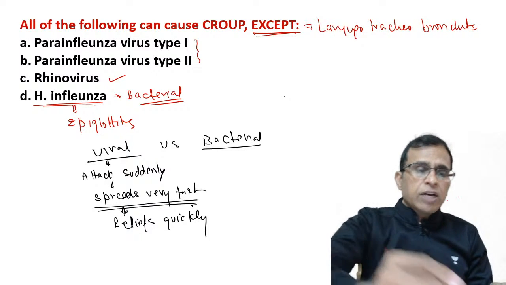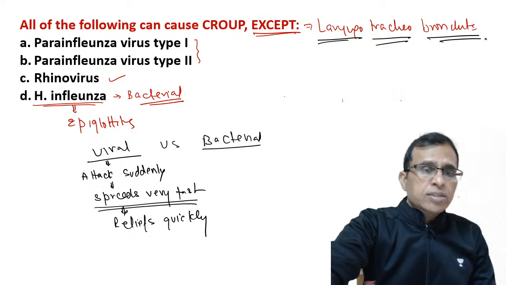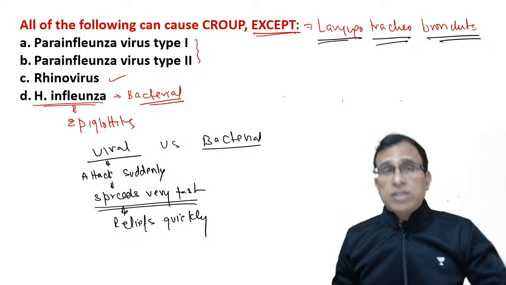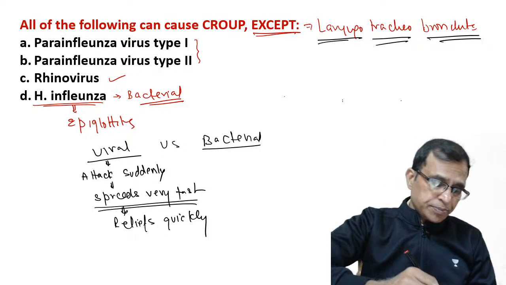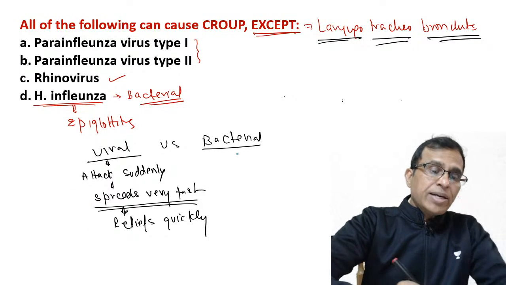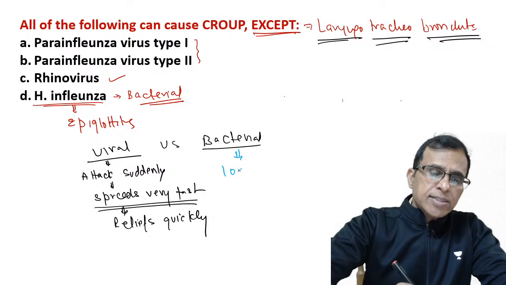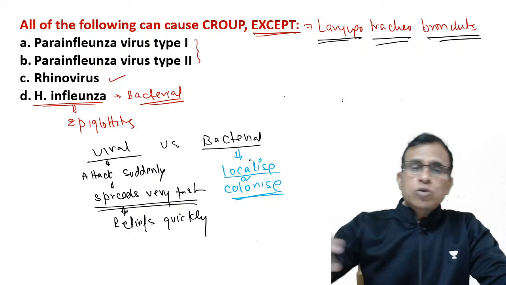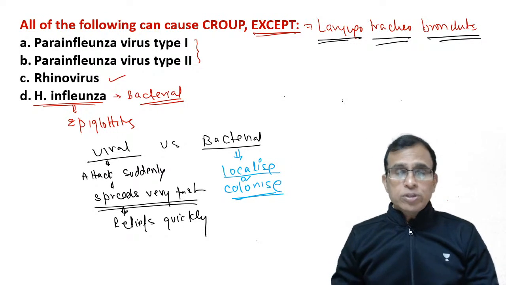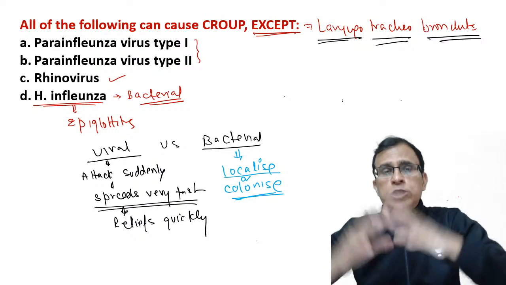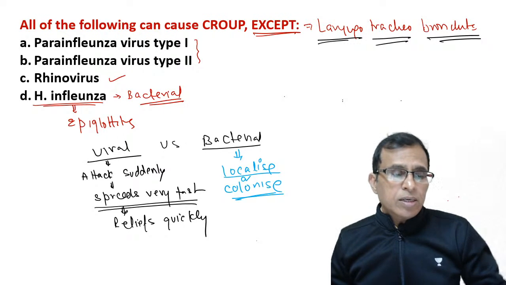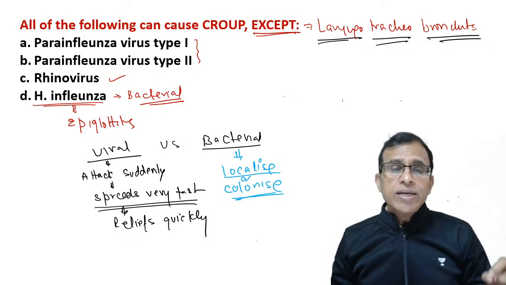Because it spreads very fast, it involves the larynx and trachea and the bronchus. See, you have to involve the larynx and the trachea and the bronchus, a lot of areas. So you need a disease which can spread very, very fast. And this is a very typical feature of a virus. Whereas bacteria, they tend to localize or colonize. Localization and colonization happens in bacteria. So they will form abscesses, they will stay in one area, they don't spread easily. Of course, they can also spread, but not as often as virus. That's why this becomes important.